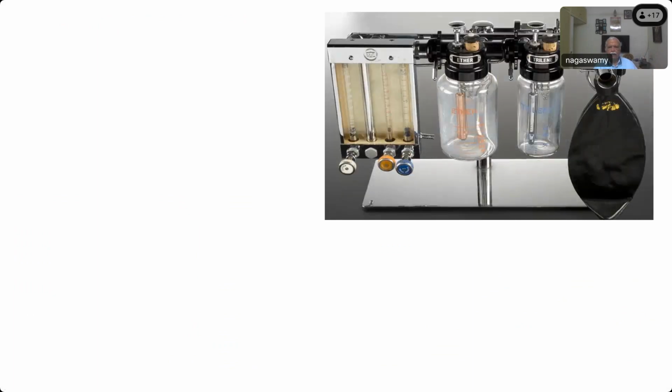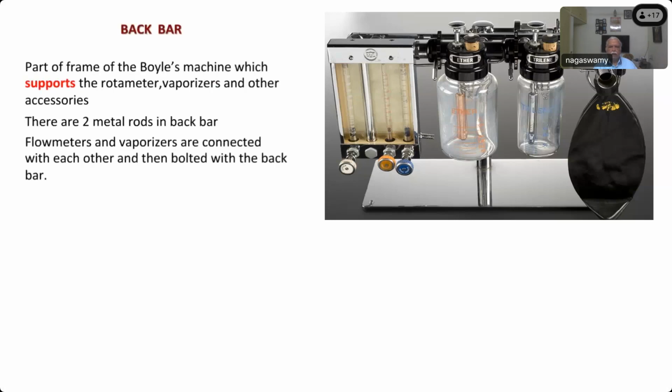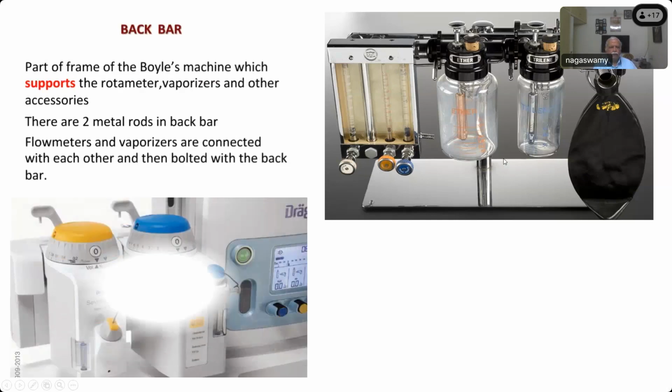Okay. So this is the older machine with the ether and trilene. This is the back bar. Mainly the reason for showing this picture is to show the back bar. So this was the older machine back bar where these vaporizers are permanently fixed. You cannot remove them. So flow meters deliver the gases and they will come through this and then come into that. And this is the oxygen flush I told you. That is, this is the activator for the oxygen flush in the older machines.